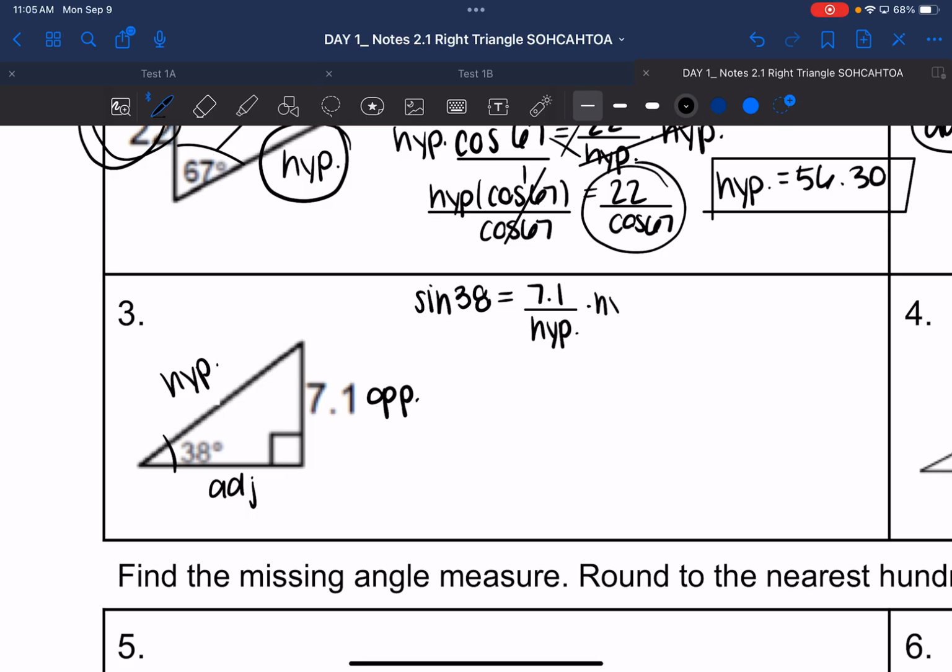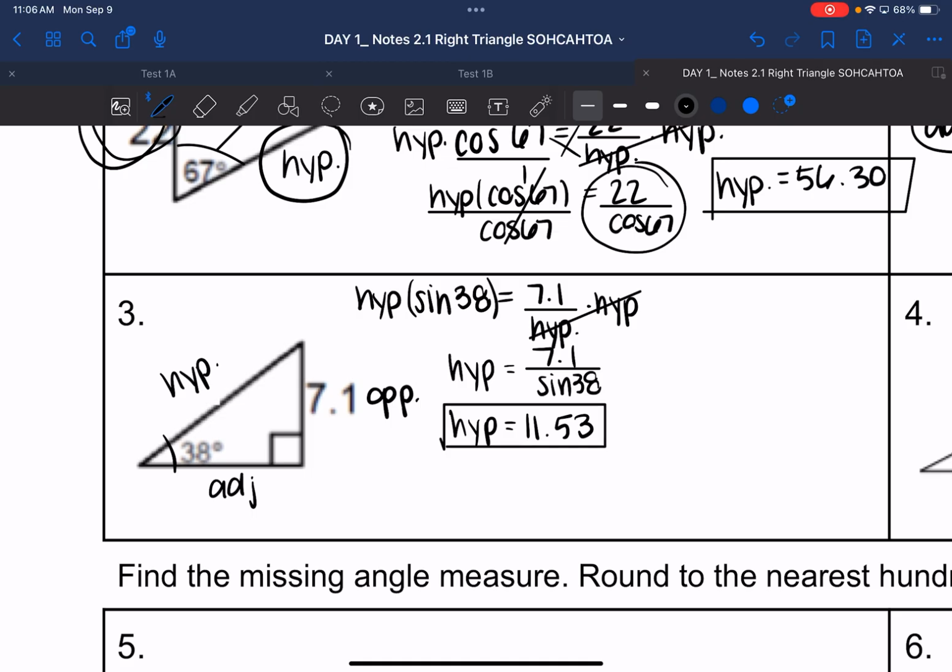Right. So over here, they will divide out. Over here, I'm multiplying by hypotenuse. Okay, and then what would I have to do? Divide. Good. So hypotenuse is equal to 7.1 over sine of 38, right? So what did you guys get for the length of your hypotenuse? 11.5, does it round to 11.53? Yeah? Okay.